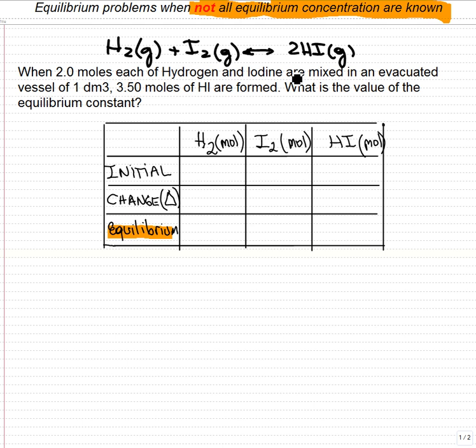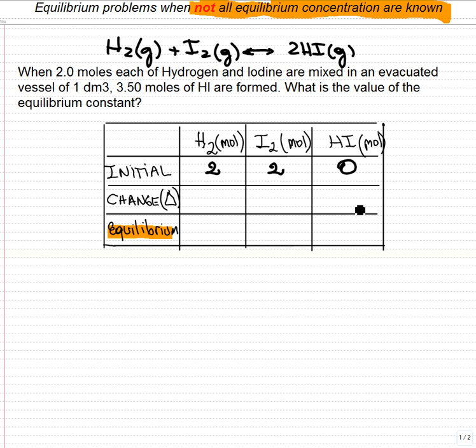hydrogen iodide. And it says that when 2 moles of each hydrogen and iodine are mixed, 2 moles each, in an evacuated vessel, 3.50 moles of hydrogen iodide are formed. So at the beginning, we have 0 of hydrogen iodide because there was nothing there, and we have 2 moles of hydrogen and 2 moles of iodine.